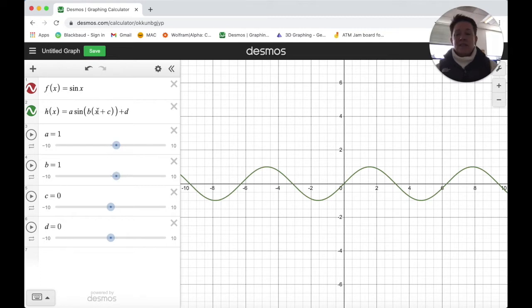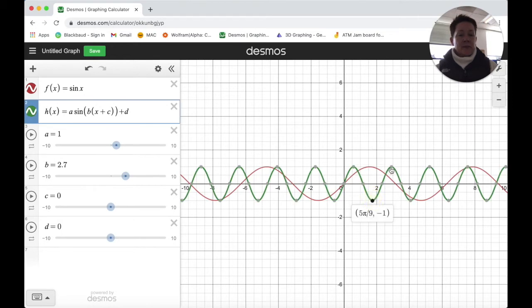So B is, in essence, being multiplied by x. And it's inside the sine function here, so that means that it's going to be a horizontal transformation. So if I make B bigger than 1, you can see that the peaks get closer together. So if B is bigger than 1, what it does is it shrinks the graph horizontally, and therefore instead of having a period of 2 pi, we're going to have a much smaller period.